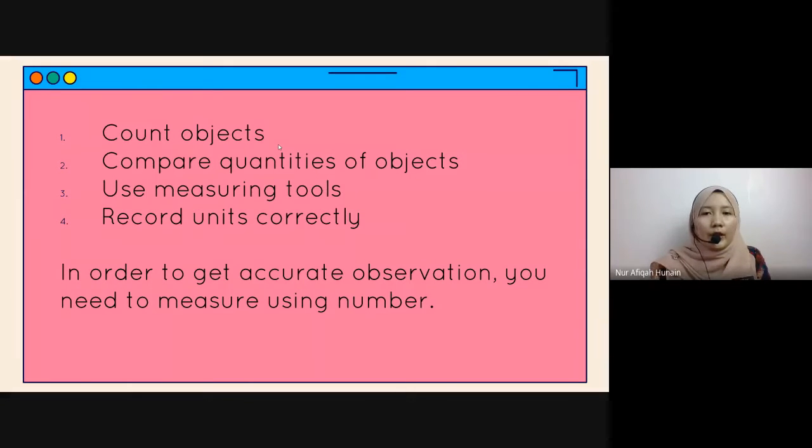Why do we need to know how to measure and use numbers? Because if we want to get accurate observations, we have to know how to measure. Previously we learned only how to make qualitative observations. Qualitative observation means you just describe the object by how it tastes, its color, its surface, and so on. Later, if you want accurate observations, you need to include the numbers, the quantity of the object, from your observation.